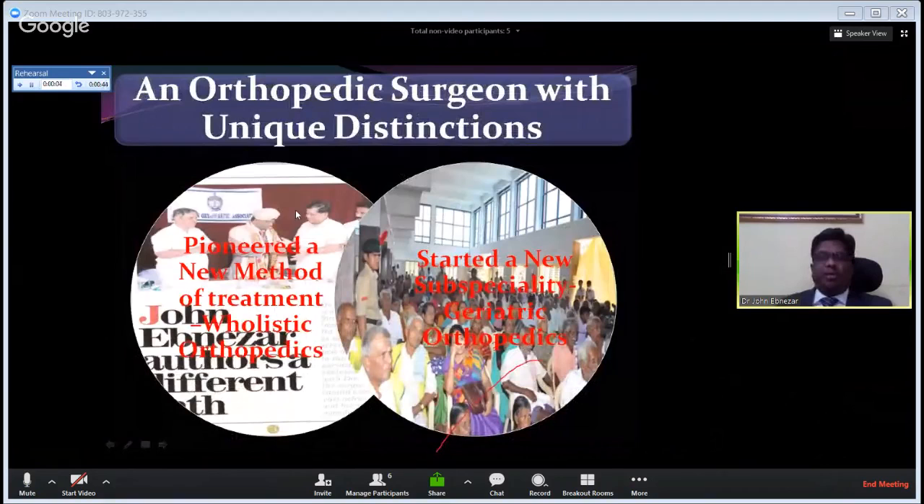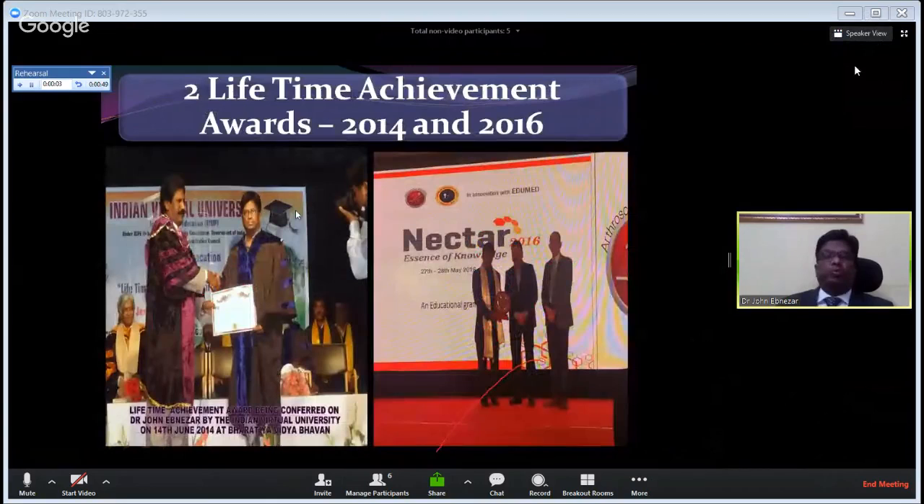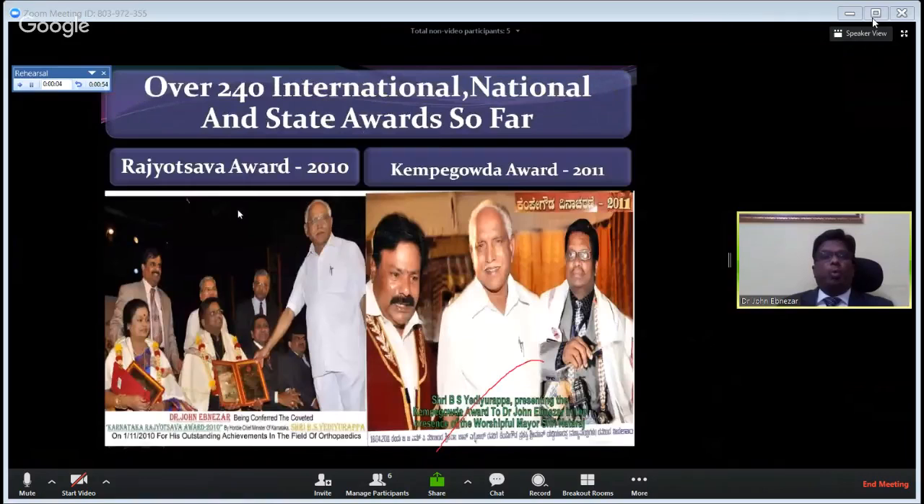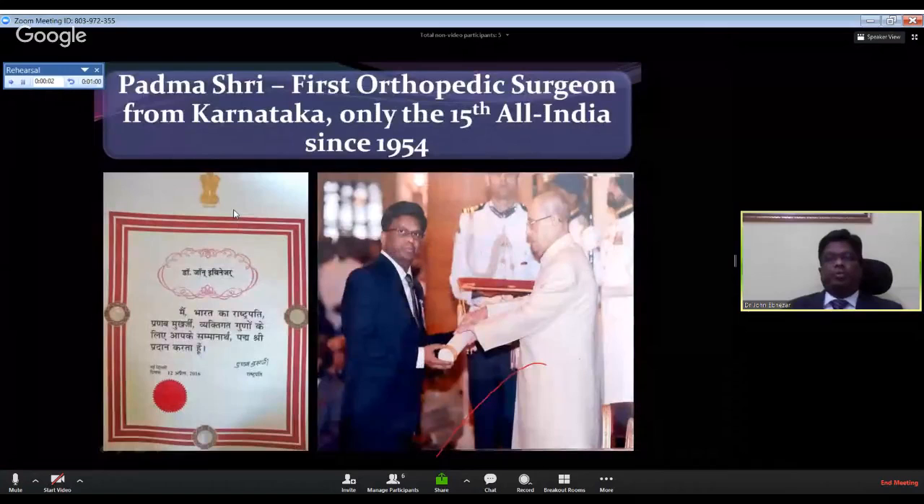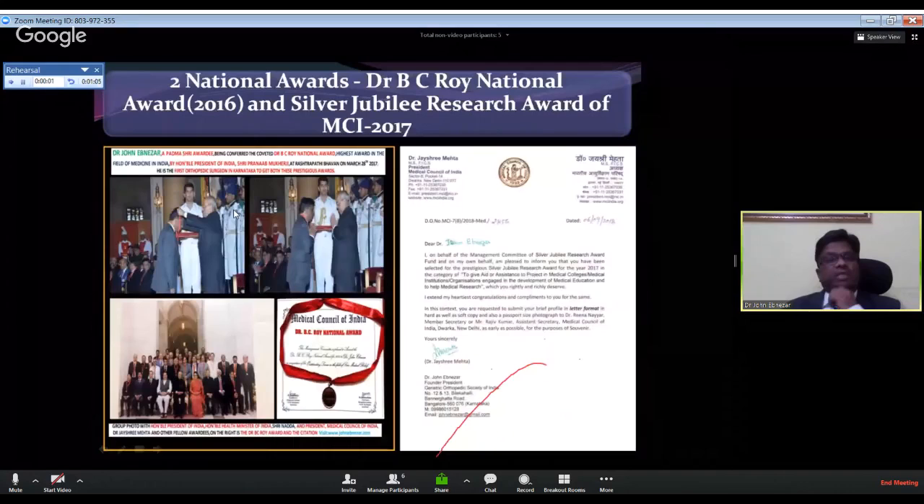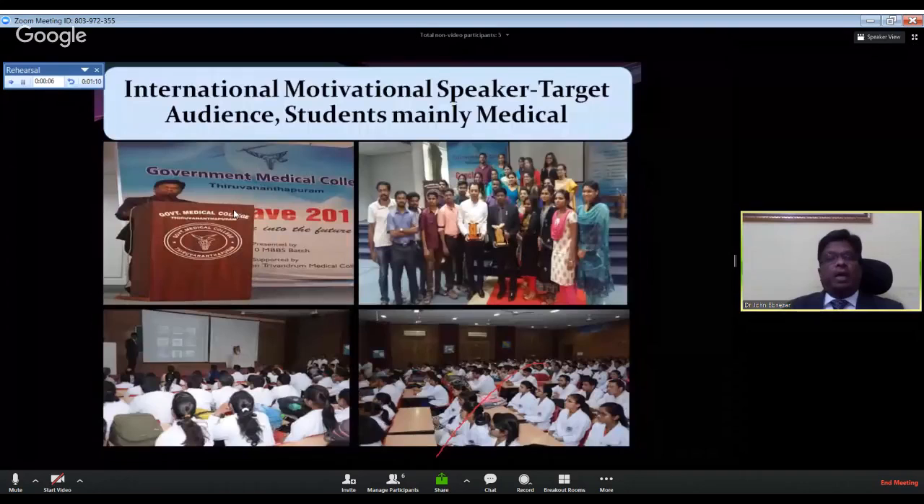Two lifetime achievement awards, 2014 and 2016. First Indian orthopedic surgeon to be the guest speaker. Over 240 international, national and state awards so far. First orthopedic surgeon from Karnataka, only the 15th Olympian since 1954. Two national awards, the IOA National Award and the Silver Jubilee Research Award. And then an international motivational speaker, the target audience being my students, mainly medical. So this is a brief introduction about me.